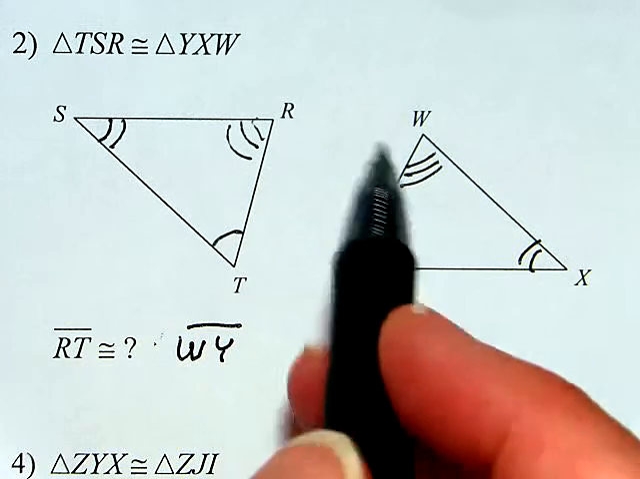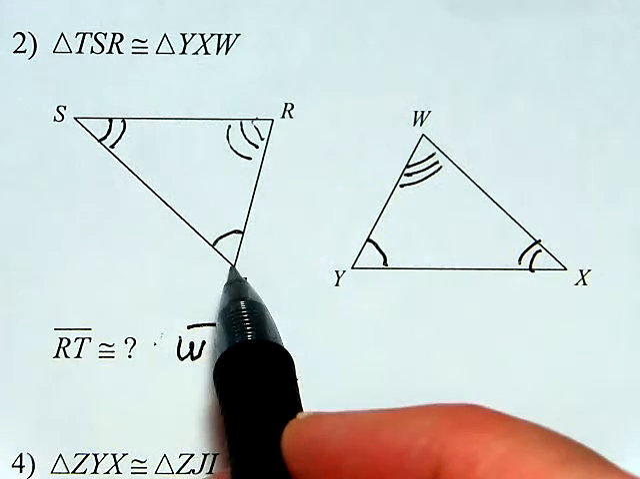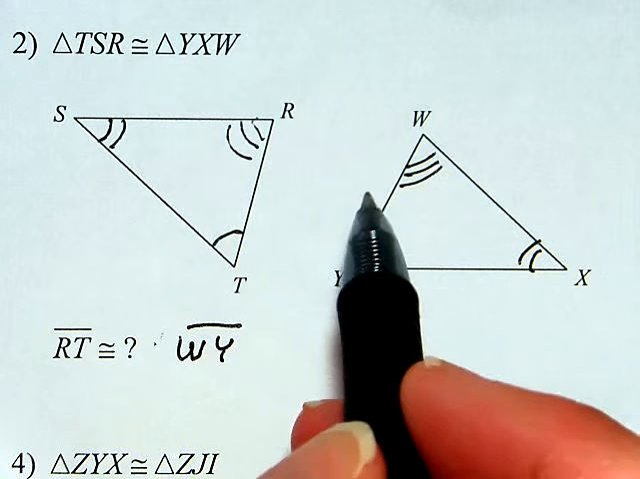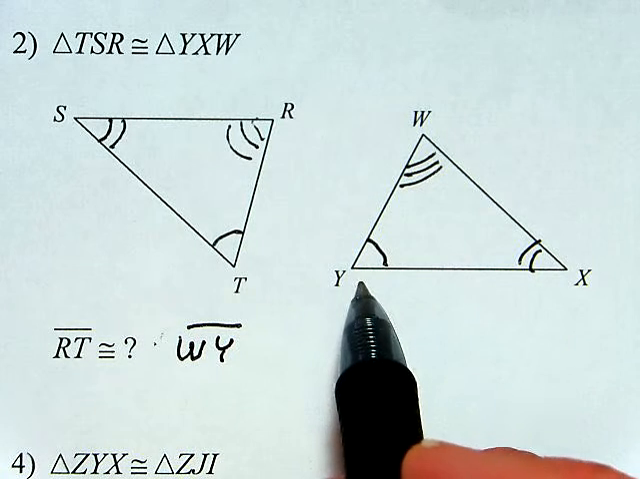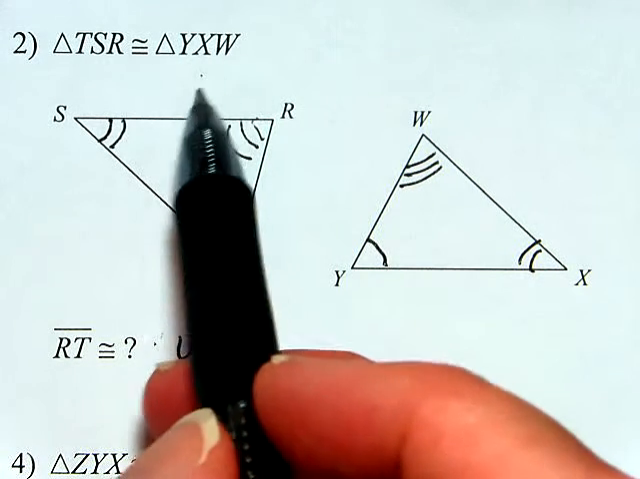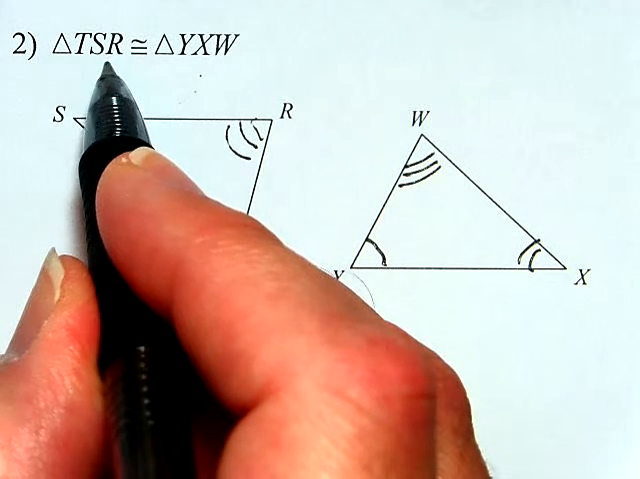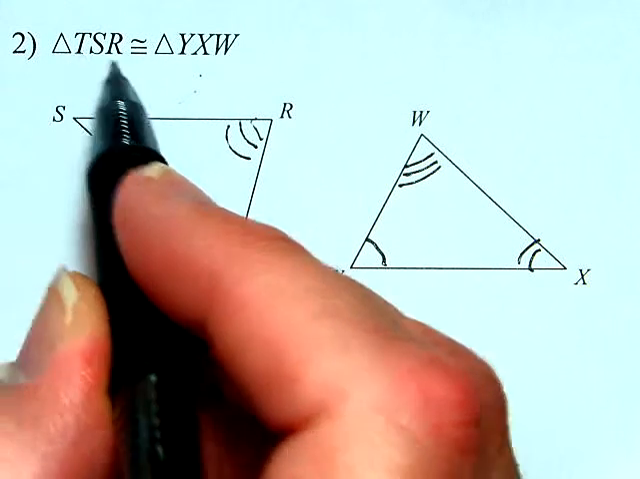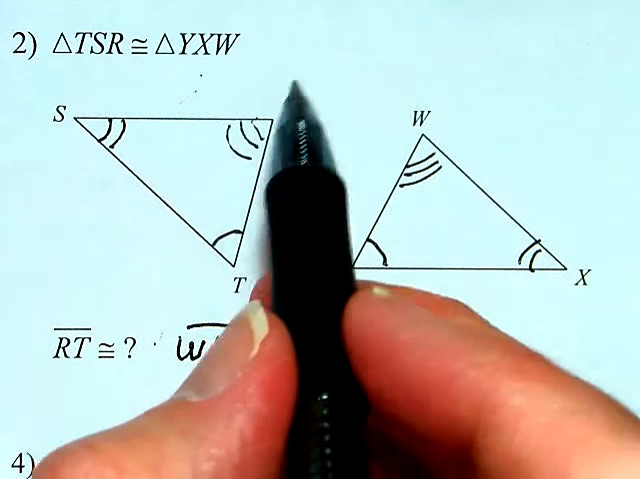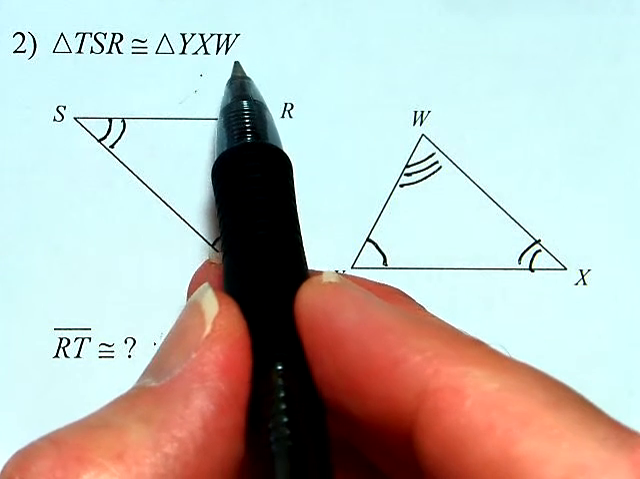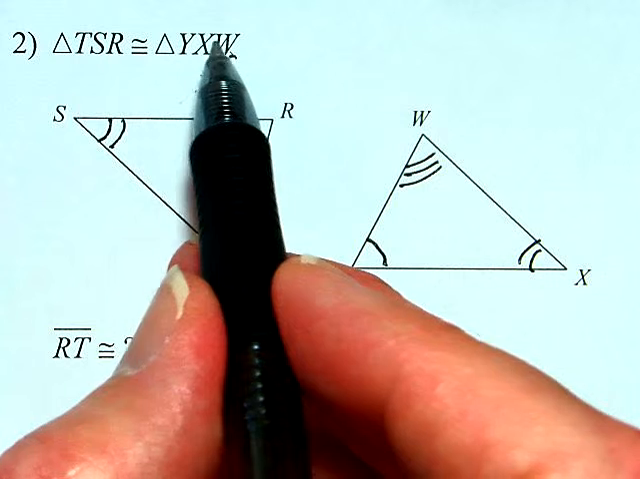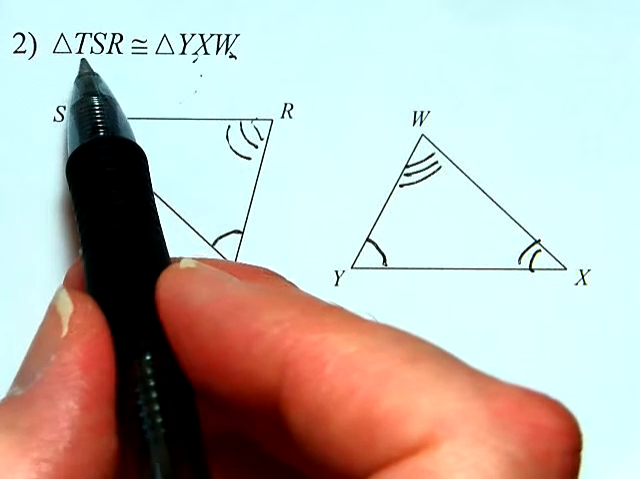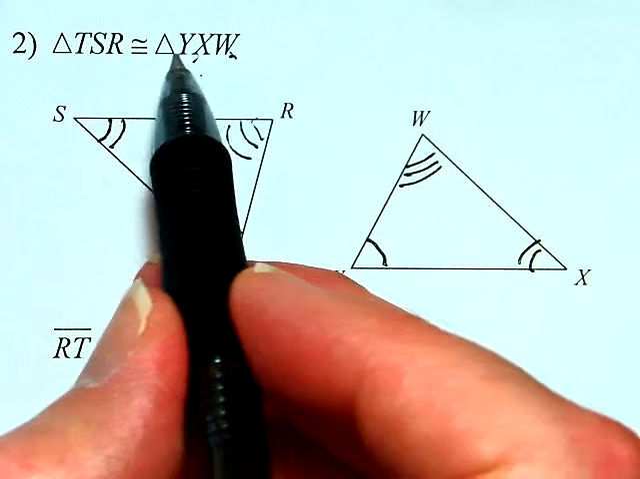Okay? So if you'll notice, RT takes us from the 3 marked angle to the 1 marked angle, and WY takes us from the 3 marked angle to the 1 marked angle. If we did this according to notation, RT would be the 3rd position of the first triangle followed by the 1st position. So we would say that equals the 3rd position in the 2nd triangle, which is W, followed by the 1st position, which is Y. So RT here would be congruent to WY there.